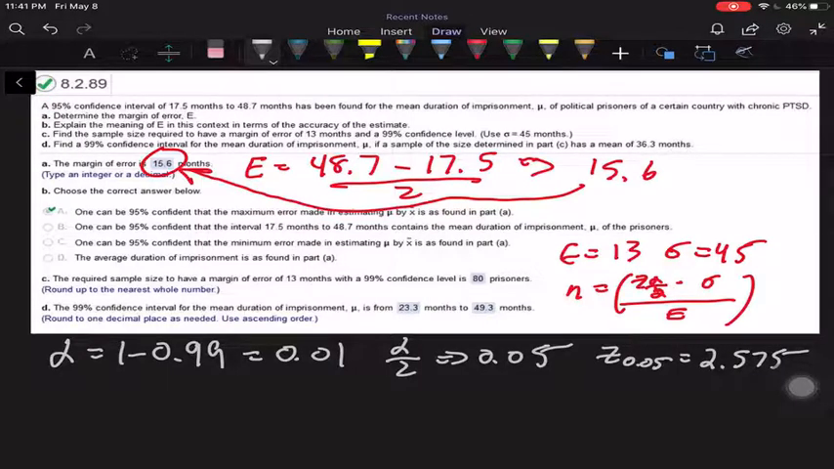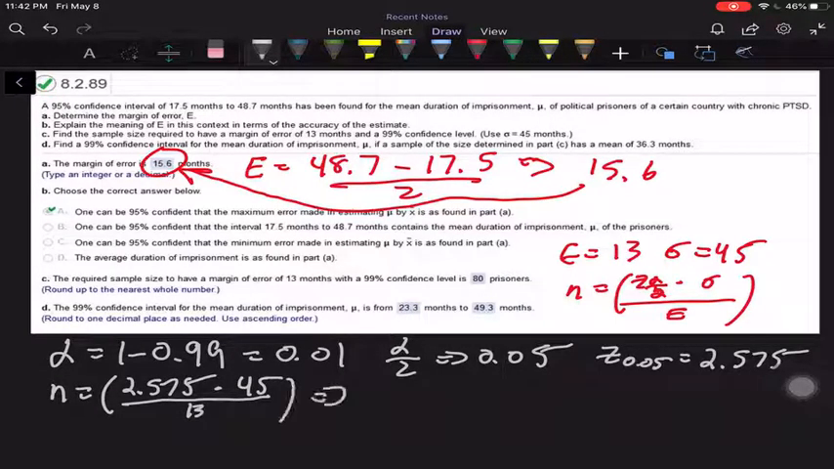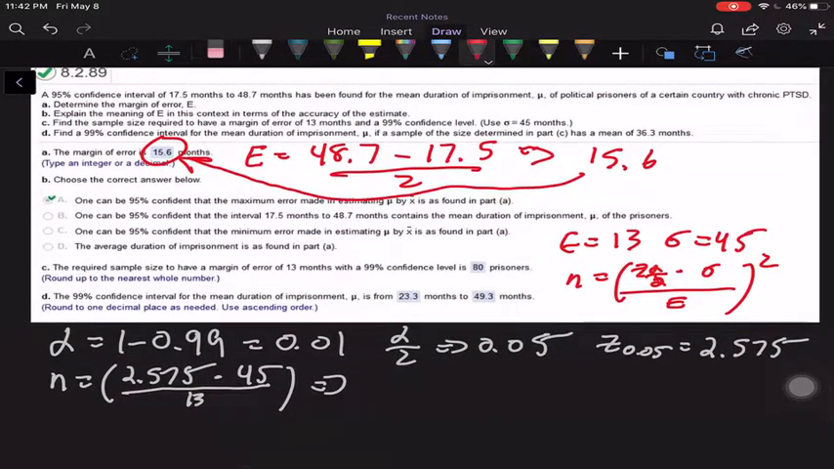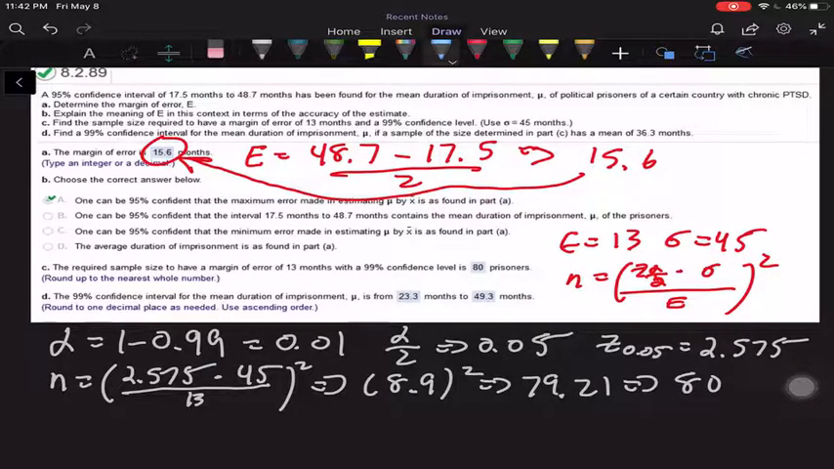So now that we have our critical value, we can plug the numbers into our equation and get our sample size. So we have n is equal to 2.575 times our standard deviation, which is going to be 45. We're going to divide that by our margin of error, which is 13. Punch it into a calculator. Oh yeah, I forgot one major thing here. For the sample size equation, we need to square it. So if we put this through our calculator, we're going to get 79.21, which rounds up to 80, which is our answer here.